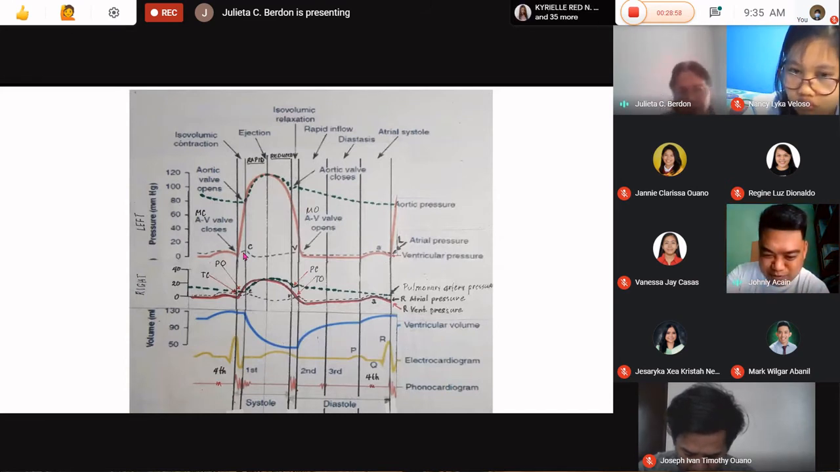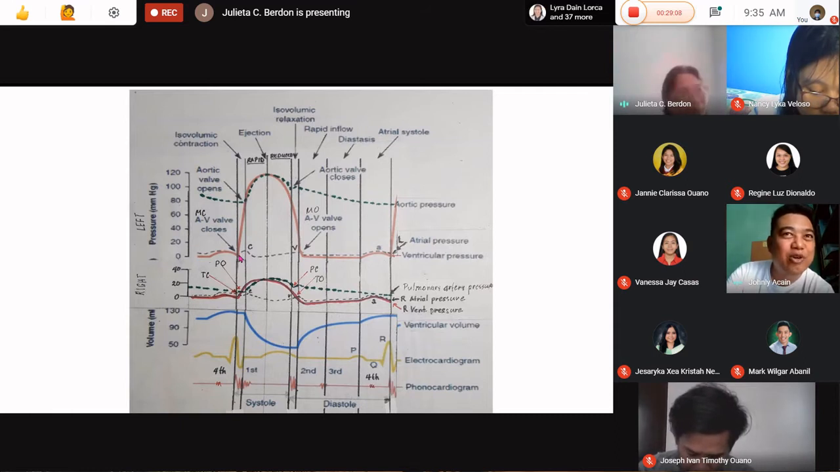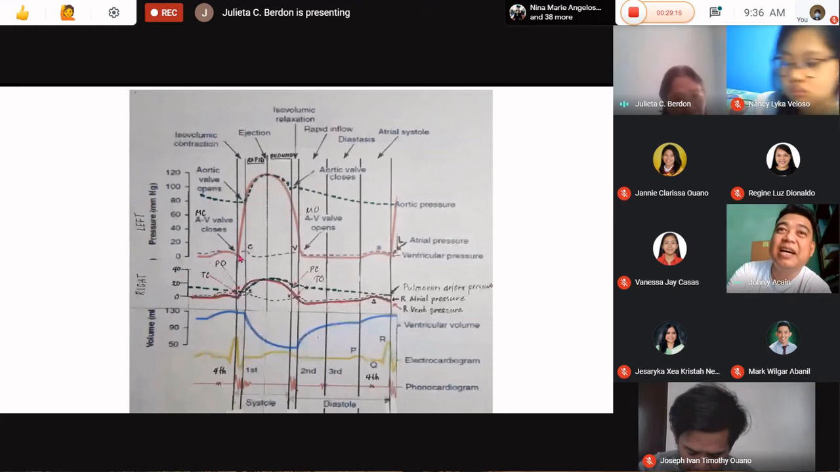Some of you put both papillary muscles and chordae tendineae. But remember that chordae tendineae does not contract. It is fibrous tissue, so it was only the papillary muscles that contracted. Right?